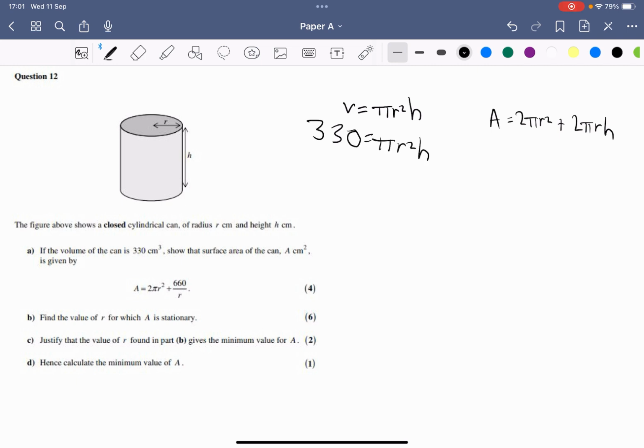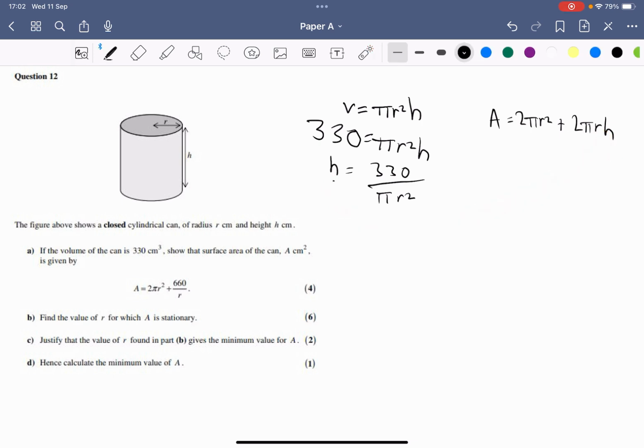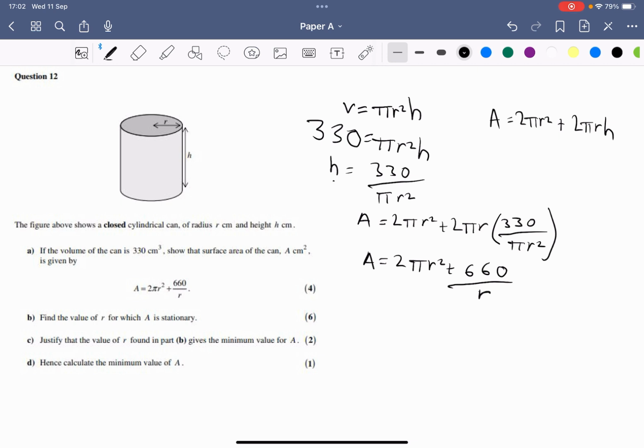And from here we know that there's no h, so what we can do is make h the subject of the formula, so that we get... And from here we can sub in this h into here, so that we get... And you can simplify this to... And now we've shown that the surface area of the can be represented by 2 pi r squared plus 660 over r. So that's part A done.